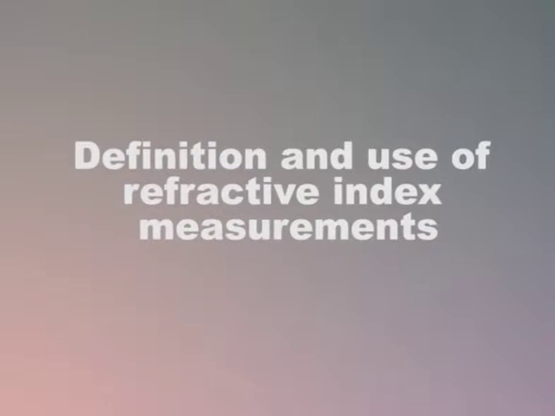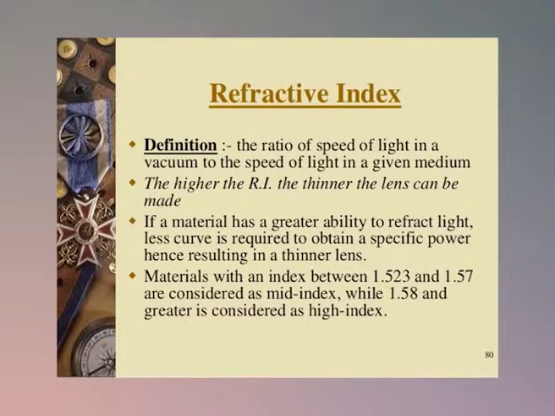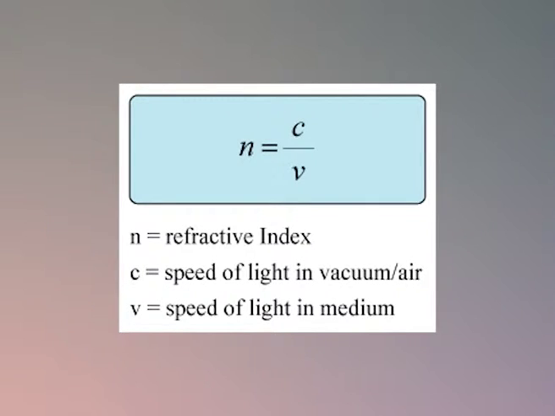Definition and use of refractive index measurements. Let us study this now. Refractive index is a dimensionless quantity which is characteristic of an optical medium and is defined as the ratio of the velocity of light in vacuum to the velocity of light in the medium. That is, n is equal to c by v, where n is the refractive index of the medium, c is the velocity of light in vacuum and v is the velocity of light in that given medium.